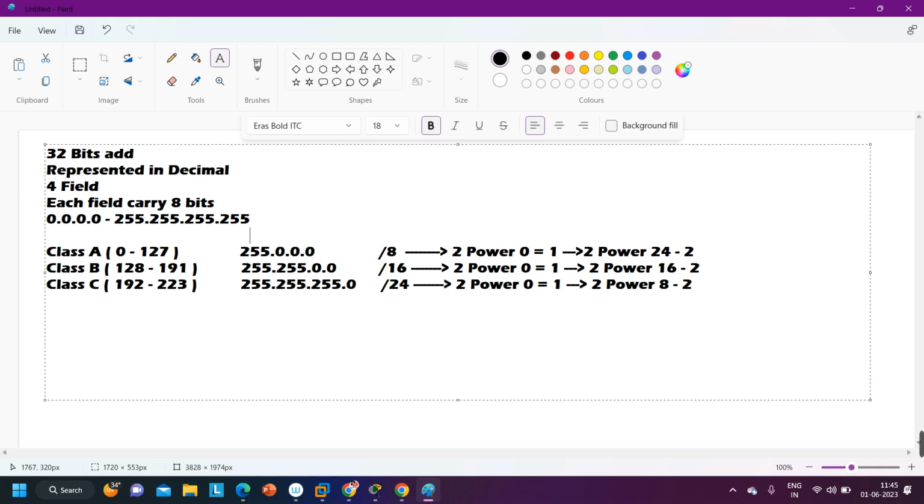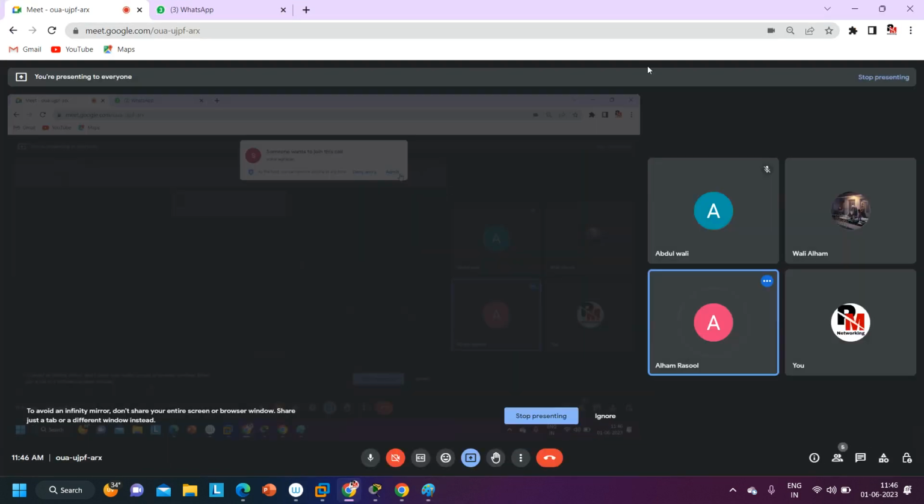This is your subnet mask. This is your CIDR value. This is your subnetwork. And this one is your valid hosts. Done.